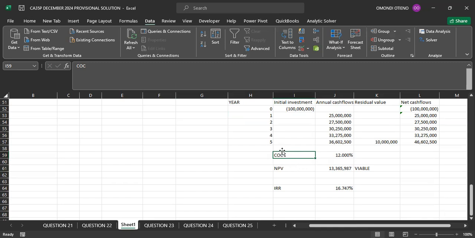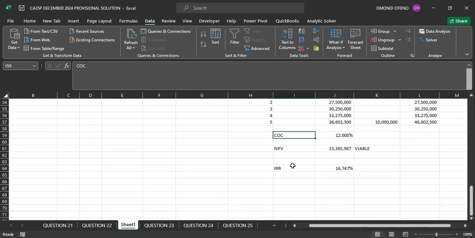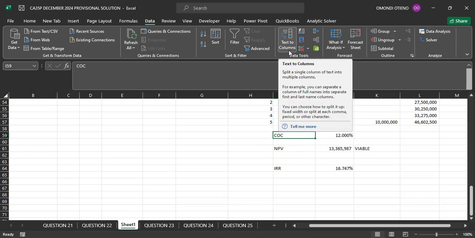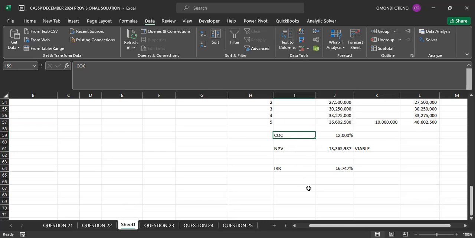So we are going to have a graph of net present value against cost of capital. We have two other ways of doing the same. We'll basically come here and use a data table. So I'll come down here and first of all have the rates here.